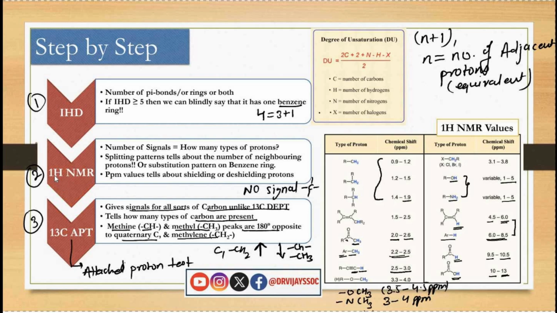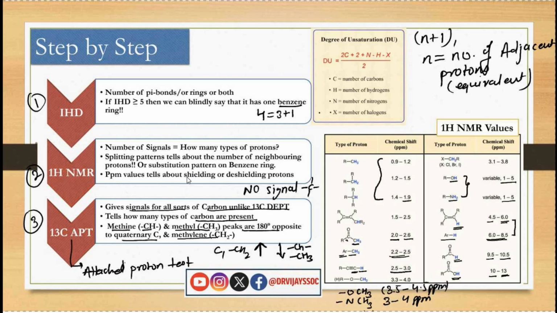Then we will see 1H NMR, and as we said, the number of signals is equal to how many types of protons there are. Splitting patterns will give us information about the number of neighboring protons or the substitution pattern on the benzene ring. Here is the splitting pattern formula, n plus 1, where n is the number of adjacent protons which are equivalent. For determining the substitution pattern on the benzene ring, we should also know the J coupling value. We will learn that when we have those kinds of problems. So here we are just focusing on aliphatic types of compounds so far.